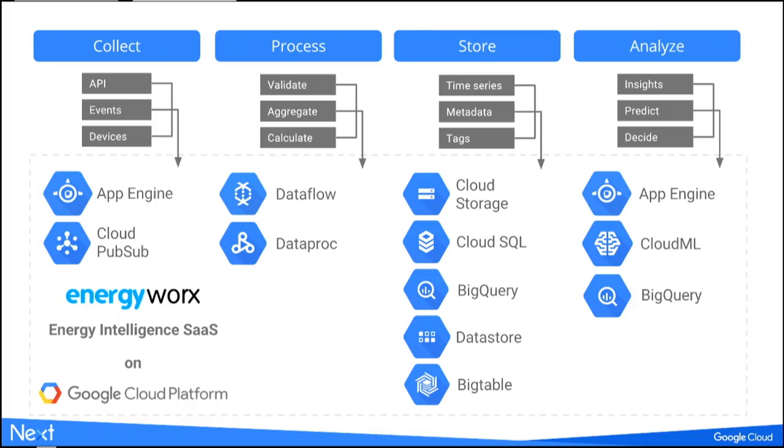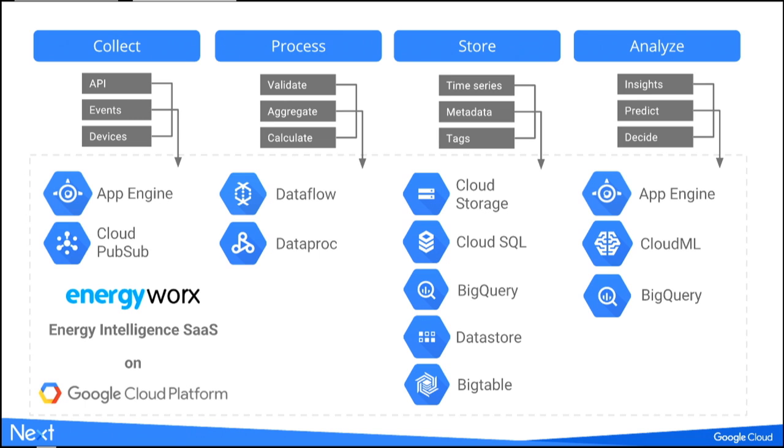EnergyWorks is built on top of Google Cloud Platform. EnergyWorks believes in a serverless architecture, which means we don't want to work with servers directly ourselves. And of course, in the end, our software runs on servers somewhere in the cloud, but we don't want to be bothered with it. So that's why we don't use, for example, Compute Engine or Container Engine. Everything is running on platform as a service.